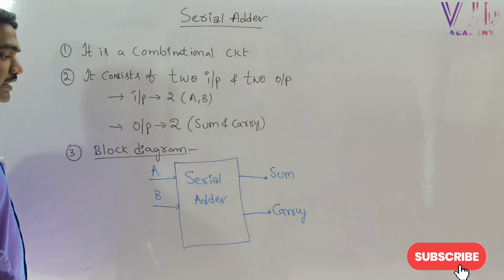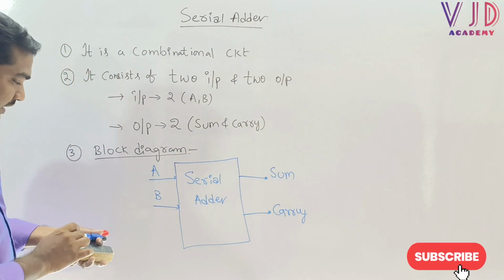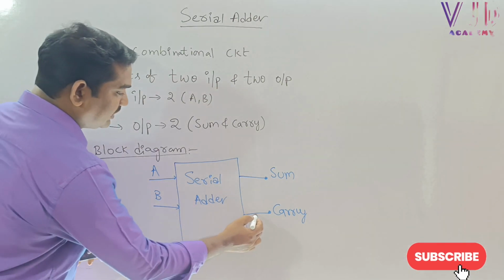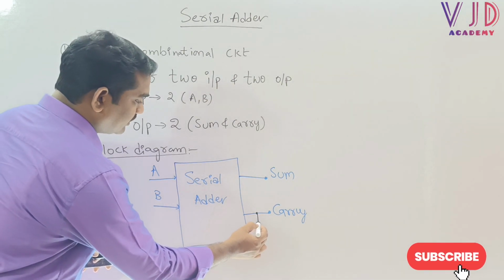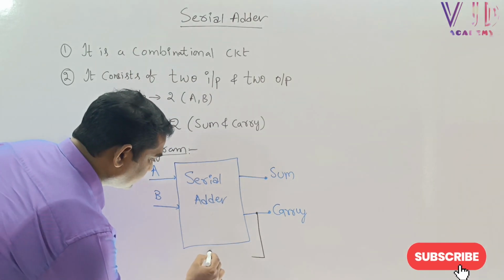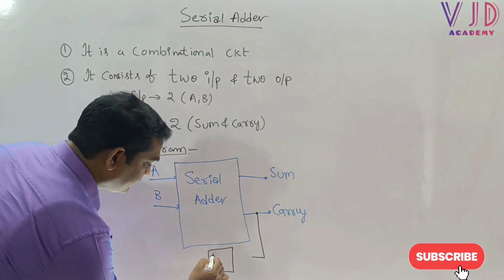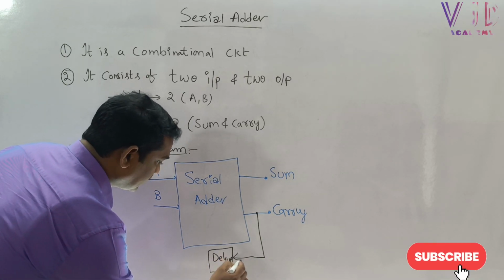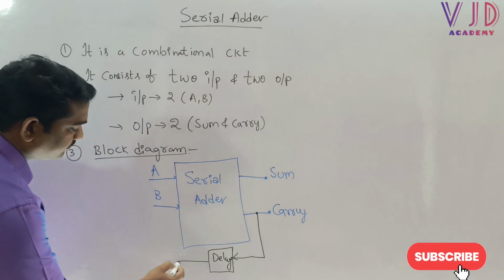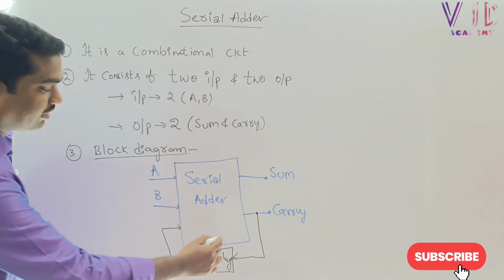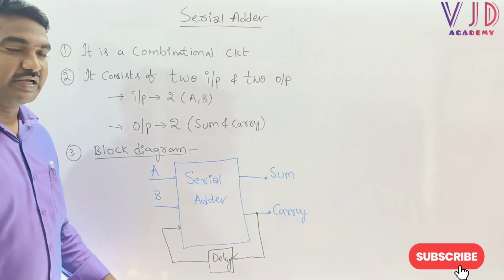Whatever the carry output is here, we will take it back and give it some delay, and finally it will come back and apply to the serial adder. This is called feedback.